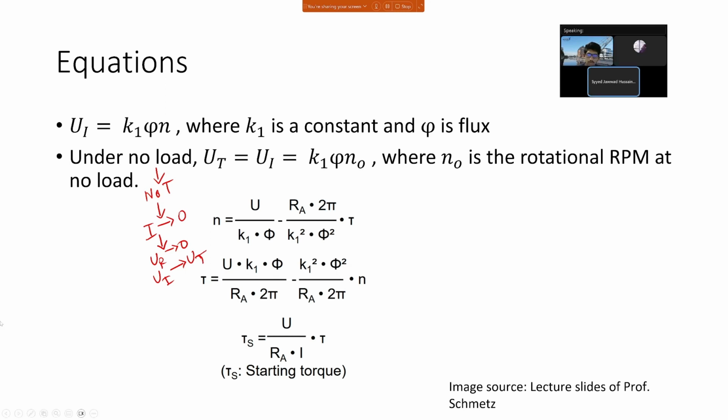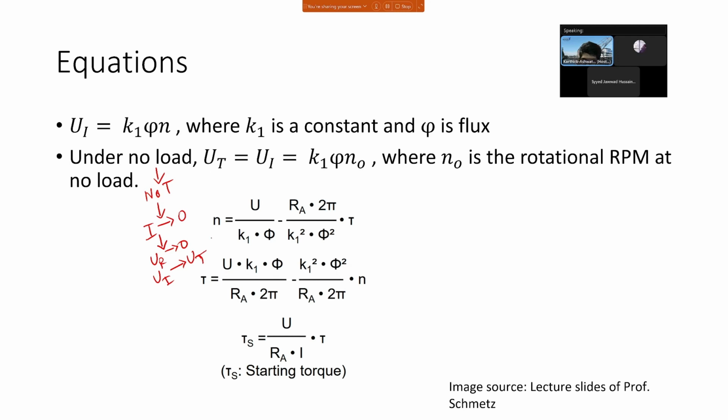So U_i equals K phi n naught, and n naught is the rotational speed at no load. These are the generalized equations between torque and rpm. Just look at these specific equations.